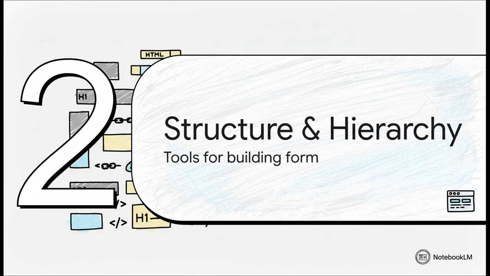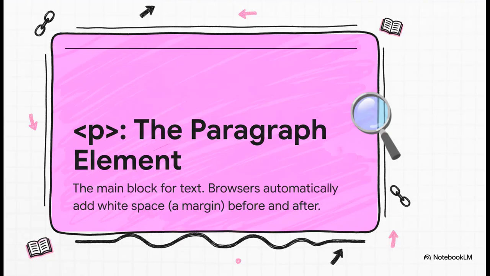All right, now for the tools that give our content some real structure and hierarchy. The tag you're probably going to use more than any other is the P tag. It's just for paragraphs. Simple as that. It's what you use to group a bunch of related sentences together. And you'll notice that browsers automatically give you a little bit of breathing room, some space above and below each paragraph, which really helps to visually break up different thoughts.